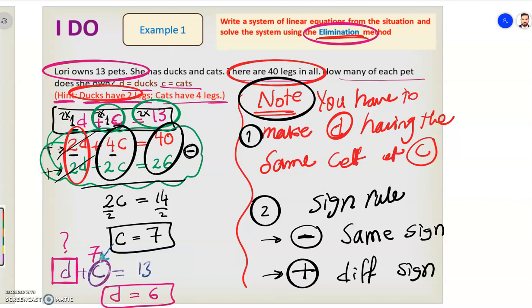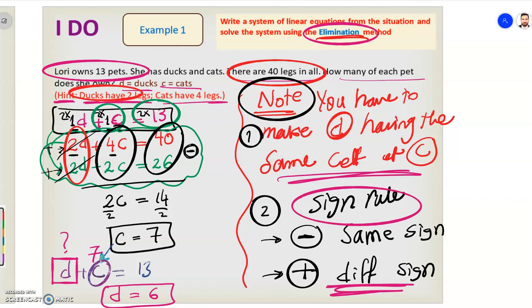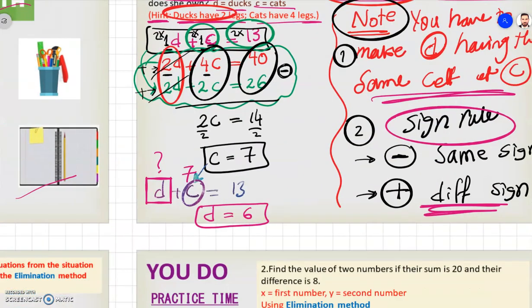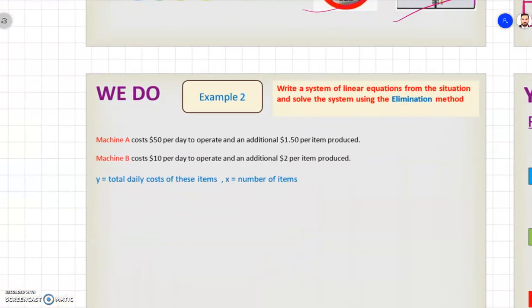This is the way to solve equations by using the elimination method. Make sure that you have these two notes written in your notebook. You have to make D or C, any one of the variables, have the same coefficient, and follow the sign rule. Okay guys, let's see what we have in the next questions.